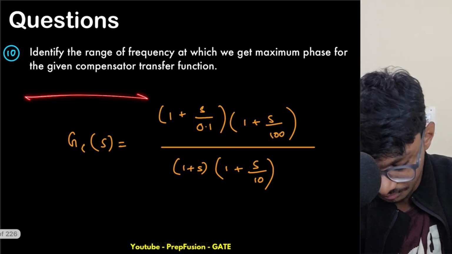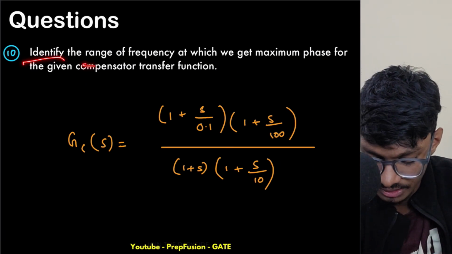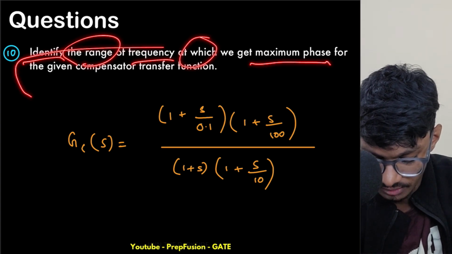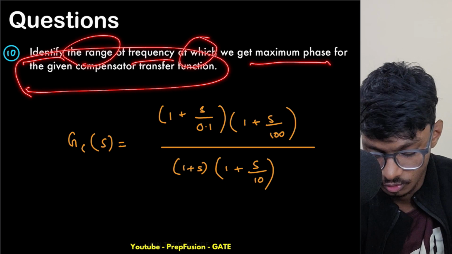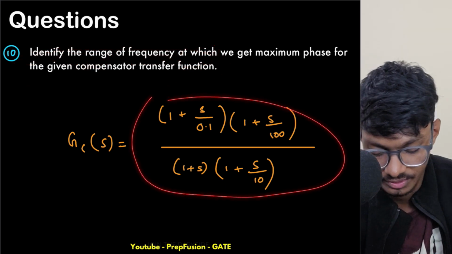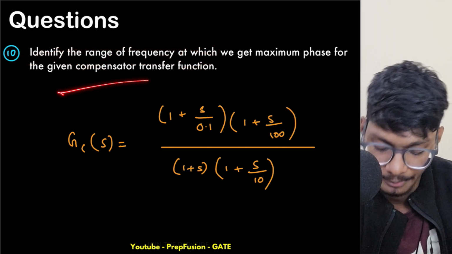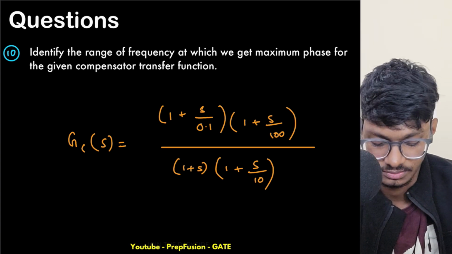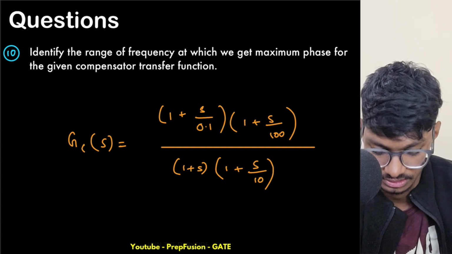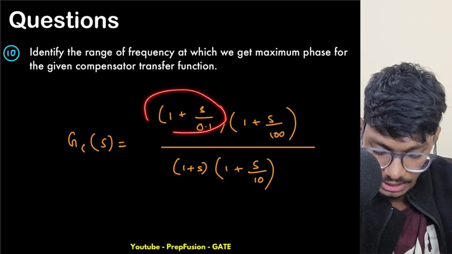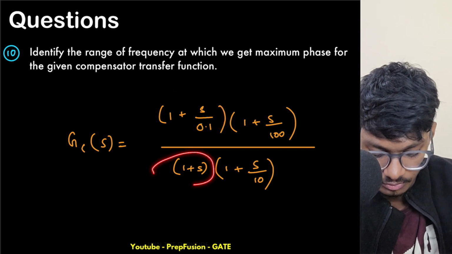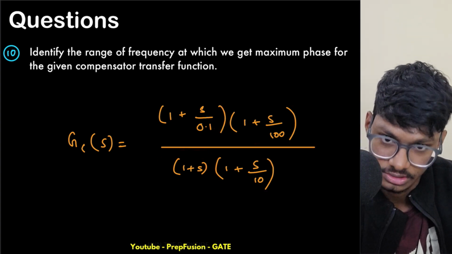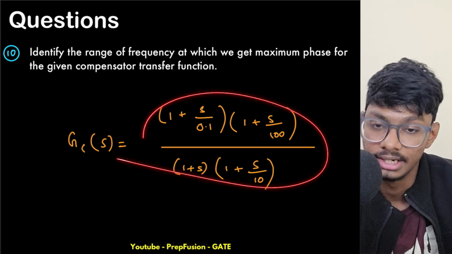Now in the next question, you have to identify the range of frequencies at which we get maximum phase for the given compensator transfer function. We are talking about maximum phase, so this must be a lead compensator. Is it? Yes, because initially I get a zero, then a pole, then another pole, and then another zero. So first zero, pole, then zero. Yes, this is a lead lag compensator.